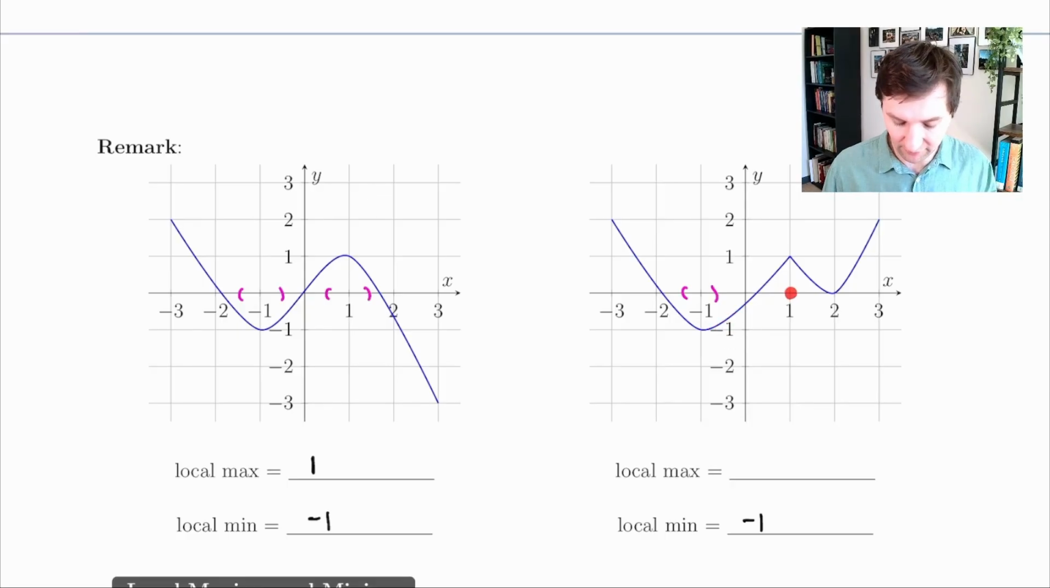Then, at 1, I have what I call a local maximum. I draw a tiny interval around 1, and I see that if I only look at the values of the function using the domain, the inputs from that small interval, the value of the function at 1 is a local maximum. And I get that the value of 1 is local max.